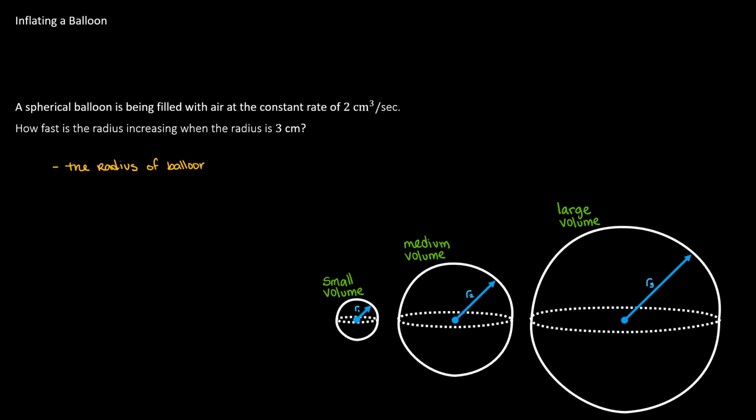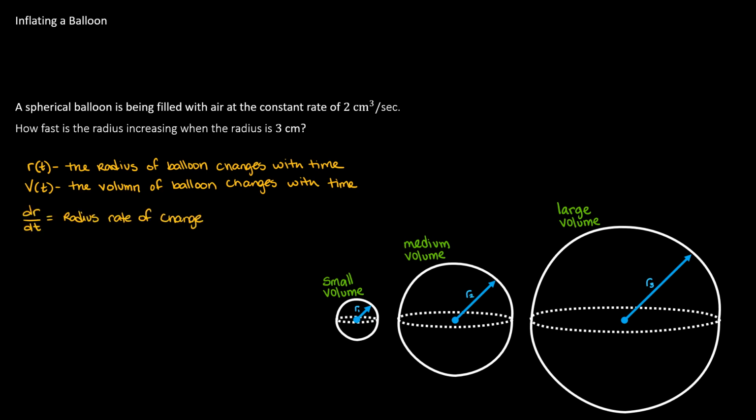For example, I know that the radius of the balloon changes with time, so I will use r of t to write that the radius is a function of time. I also know that the volume of the balloon is changing with time, so I'll write V of t to say that the volume of the balloon is changing with time. Each of those quantities changes with time, meaning they have to have some rate of change. The derivative of the function r of t will give us the radius rate of change. The derivative of the function V of t will give us the volume rate of change.